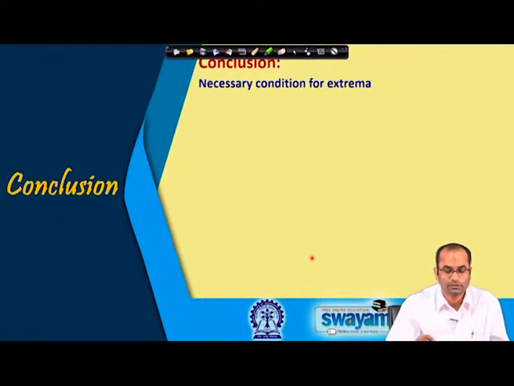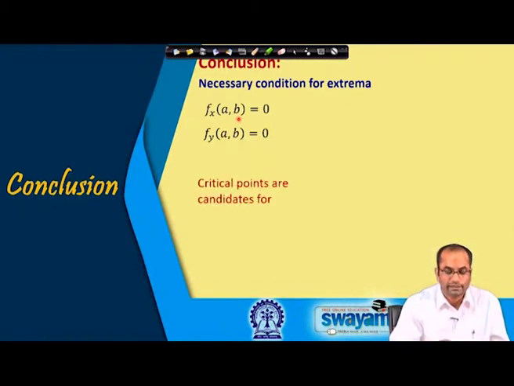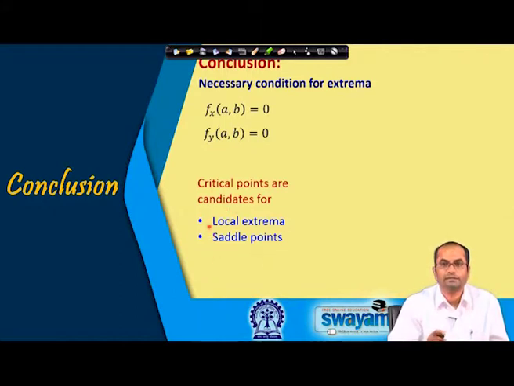So, what is the conclusion now? We have found the necessary conditions for the extrema: f_x(a, b) should be 0 and f_y(a, b) should be 0 if this point (a, b) is a point of local maximum or local minimum. And these critical points are the candidates for the local extrema and the saddle points, because the saddle points are those critical points where the local extrema do not exist. So, these are the points called saddle points.